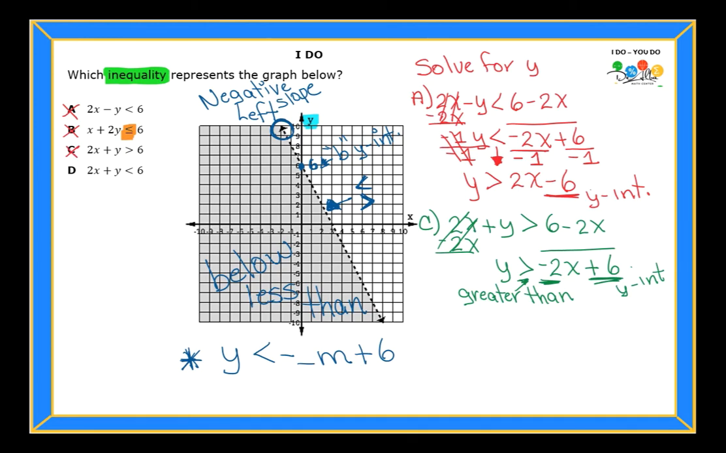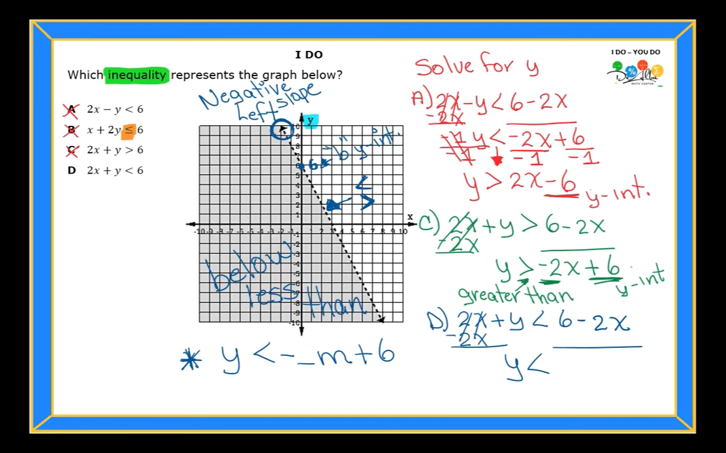So apparently letter D is the answer. So let's check and confirm that that's my answer. This is D. Let's write down the inequality. It's 2x plus y less than 6. Don't just go for that and say, oh, Miss, that's the answer. Remember, we need to leave y by itself. So I'm going to take away 2x's on both sides. Okay, my 2x's are going to cancel each other, and I ended up with y less than.